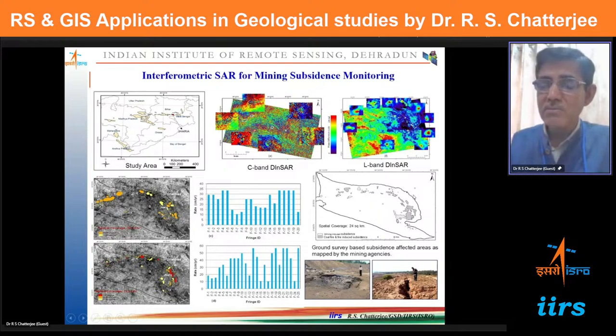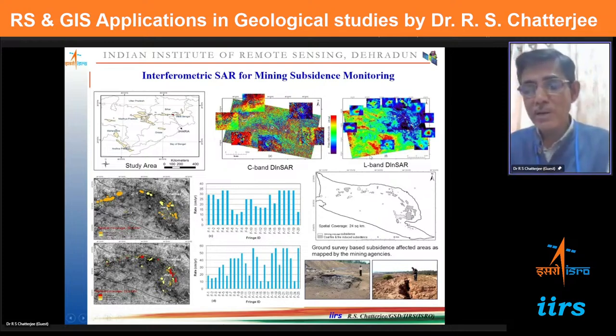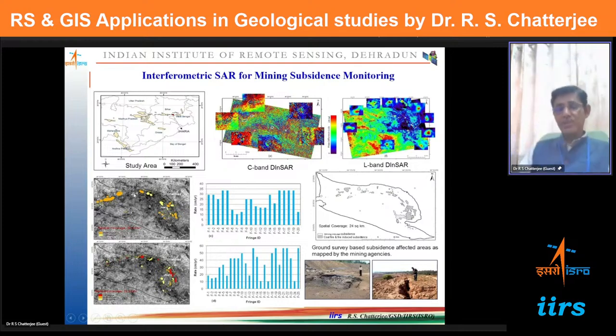We have put it together on a digital platform, geocoded it, mosaiced it, and prepared a seamless subsidence map using the information from Bharat Coking Coal Limited. Then we compared it with what the satellite-based observation gives. We find there are some newer areas where subsidence is identified from the satellite-based technique.